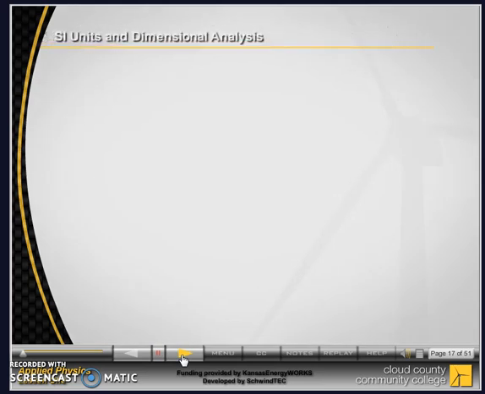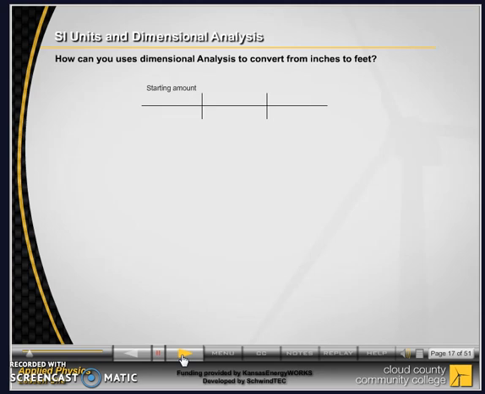SI units and dimensional analysis are processes you must learn. How can you use dimensional analysis to convert from inches to feet? Review this diagram. With a starting amount of 24 inches, equal amounts 1 foot, 12 inches. How many feet do you have? Notice 24 inches multiplied by the magic 1 expression of 1 foot equals 12 inches. The inches cancel, equaling 2 feet.